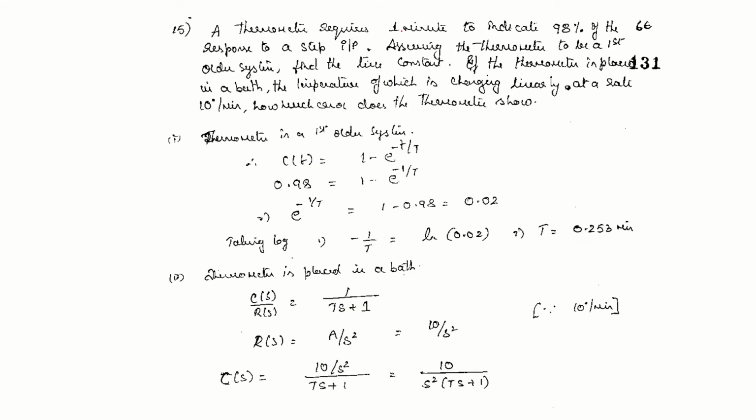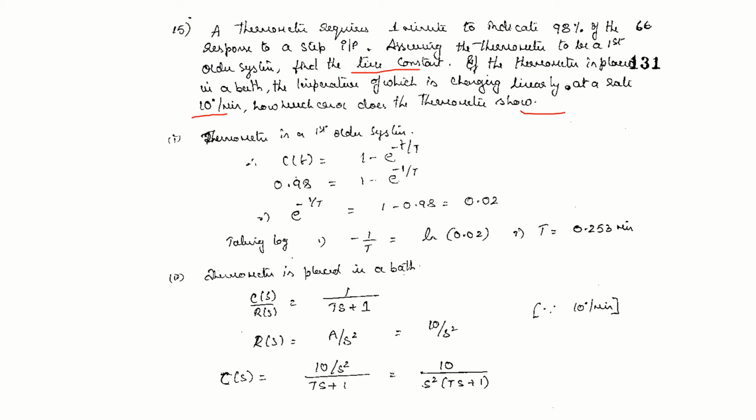A thermometer requires 1 minute to indicate 98% of the response to a step input. Assuming the thermometer to be a first order system, find the time constant. If the thermometer is placed in a path of temperature which is changing linearly at a rate of 10 degrees per minute, how much error does the thermometer show?